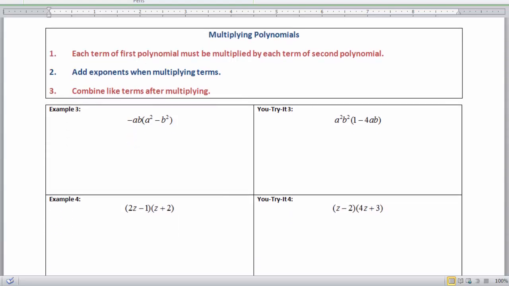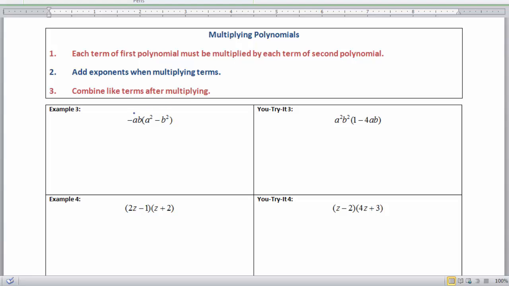And then multiplying. Okay? Now multiplying, you just basically have to remember that each term of the first polynomial that you're multiplying has to get multiplied by each term of the second polynomial that you're multiplying. All right? And the fact that you have to add the exponents when you're multiplying terms. All right? And then occasionally you're going to have to combine like terms after you multiply at the end. Right? You might be left with like terms which then have to be combined. So the first one, it's just a monomial times a binomial.